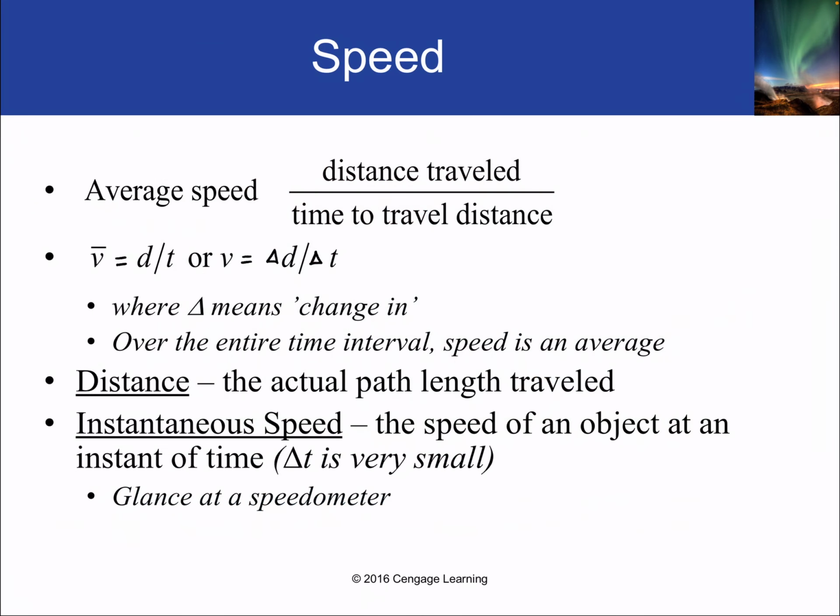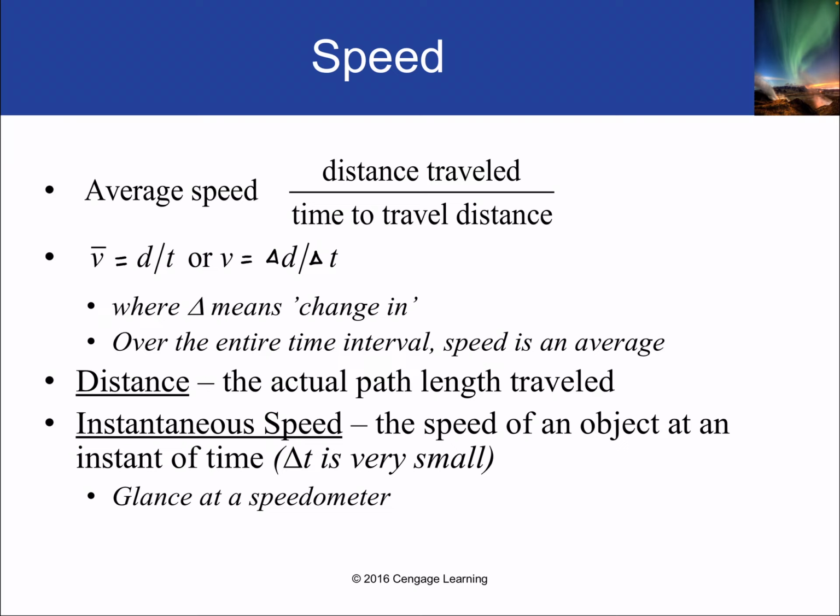So speed is distance over time. So we use a lowercase v to denote speed, and the d for distance, the t for time. Notice because it's average, we put this little line over the v. Okay.